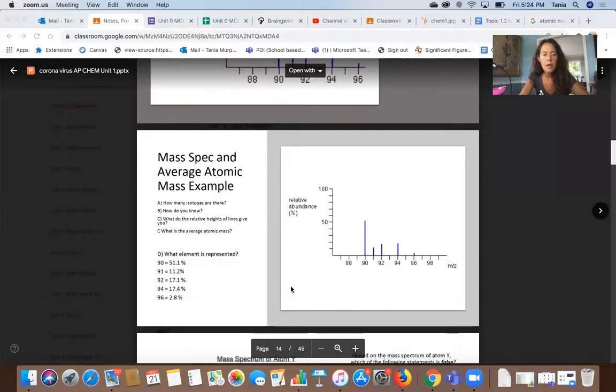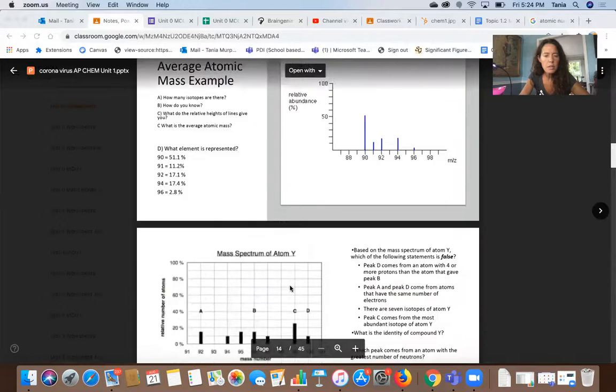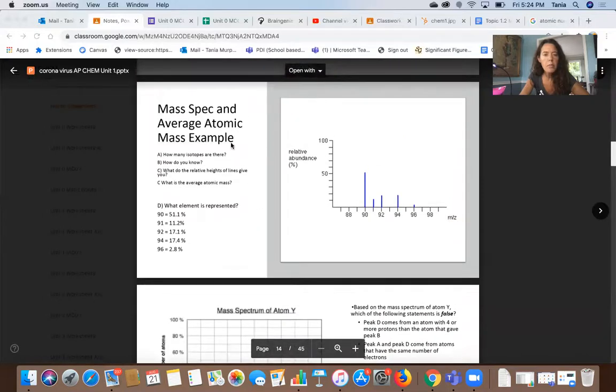Now, let's see what we have here. Here's a question. How many isotopes are there? Well, 1, we just looked at this, 2, 3, 4, 5. How do you know? Because there are peaks at 5 different atomic masses, right? This is your mass per charge.